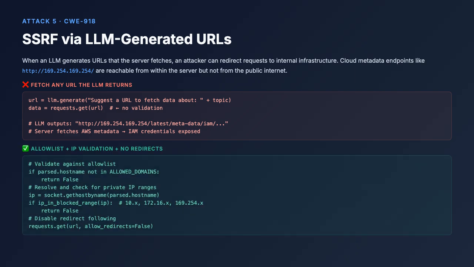The secure approach has 3 layers. First, validate against an allow list of permitted hostnames. Second, resolve the hostname and reject any IP in private, loopback, or link local ranges. Third, disable redirect following, because attackers use redirects to bypass hostname validation. Impact: IAM credential theft, internal network scanning, and exploitation of local host-only APIs.